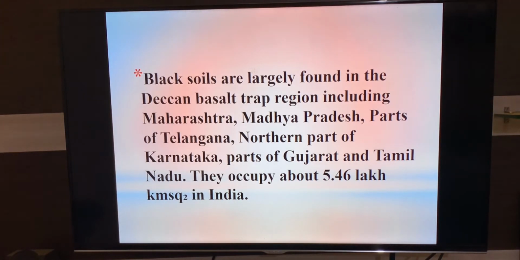So here you have to remember one more point: the black soil is also known as Deccan trap, because the black soils are mainly found in the Deccan region. So we call black soil also Deccan trap. So it is located in Maharashtra, Madhya Pradesh, parts of Telangana, northern part of Karnataka, part of Gujarat and Tamil Nadu.